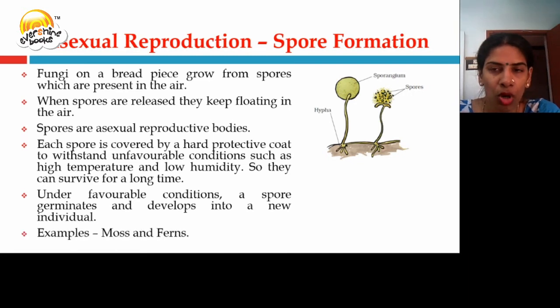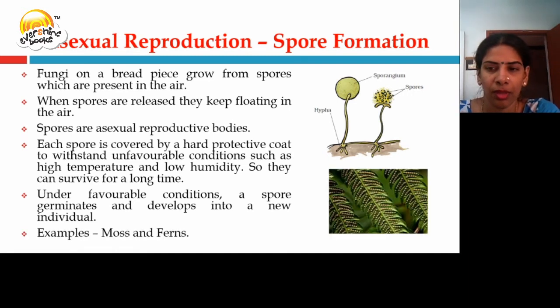You can see this in moss and ferns. This is a fern. You can see small spores. This plant is a fern plant. We'll call this a sorus.